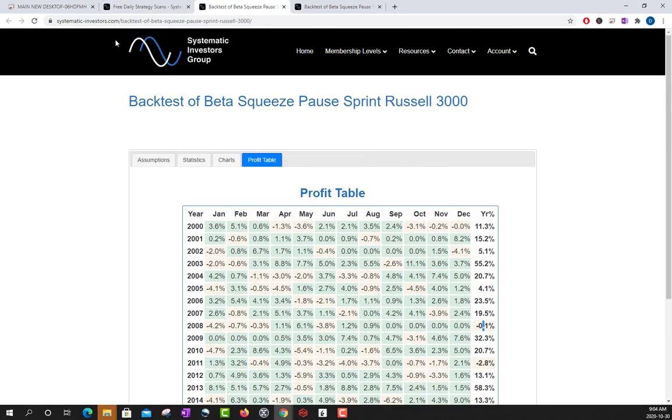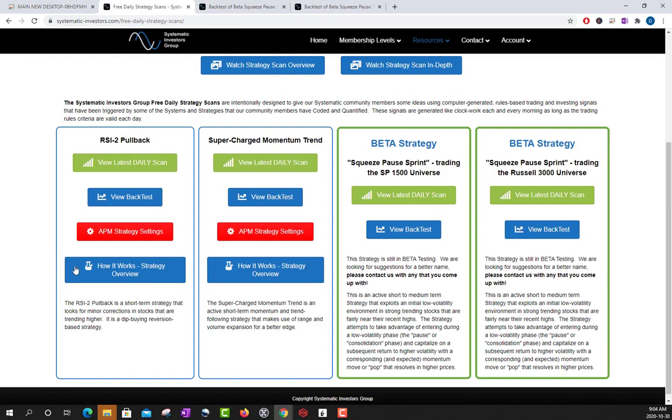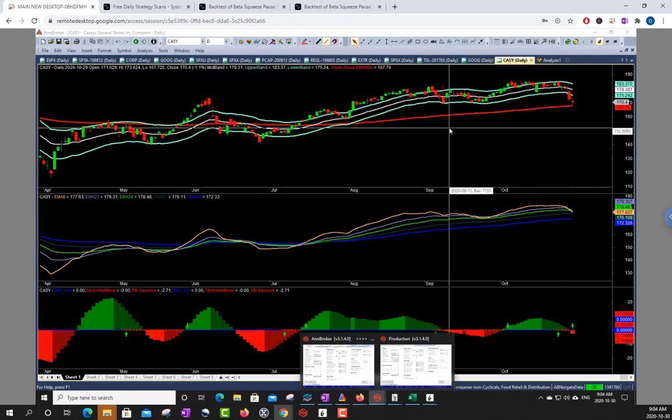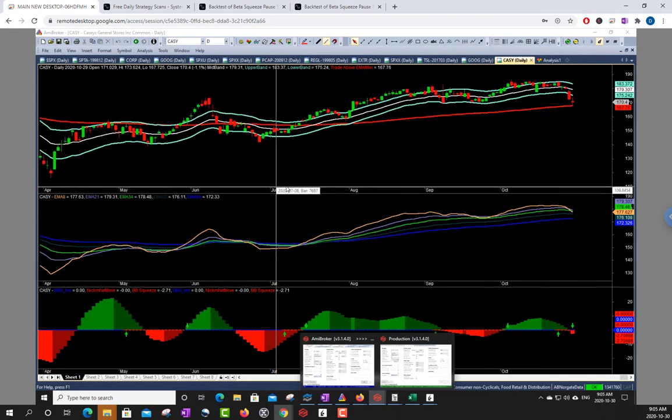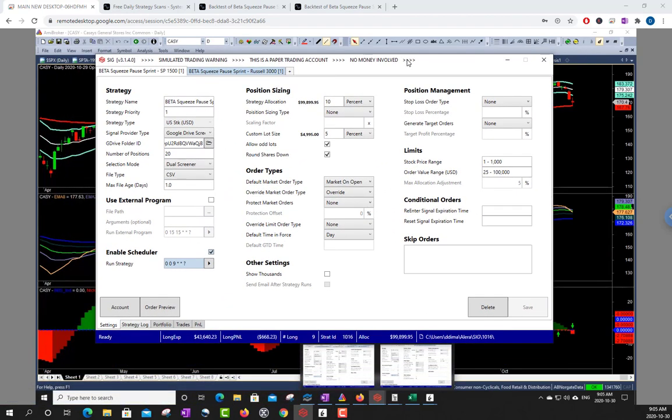So let's go over to the actual strategy itself. Here's what the strategy looks like. I'm going to show you, I started paper testing this with Lara Portfolio Manager. If you have a look at this, we can see we've set up both the S&P 1500 and the Russell 3000. Both of the strategies have been set up.